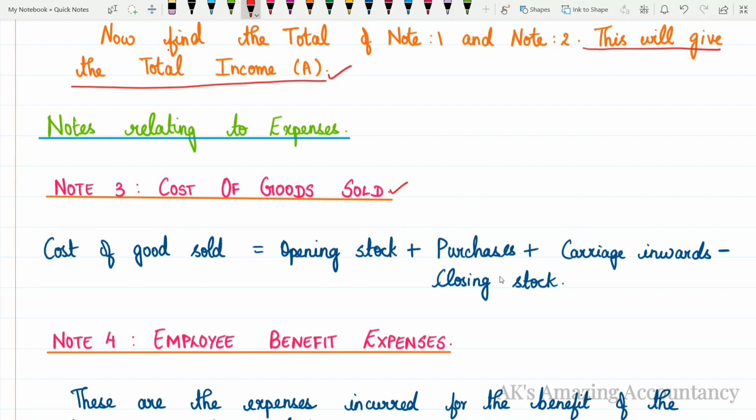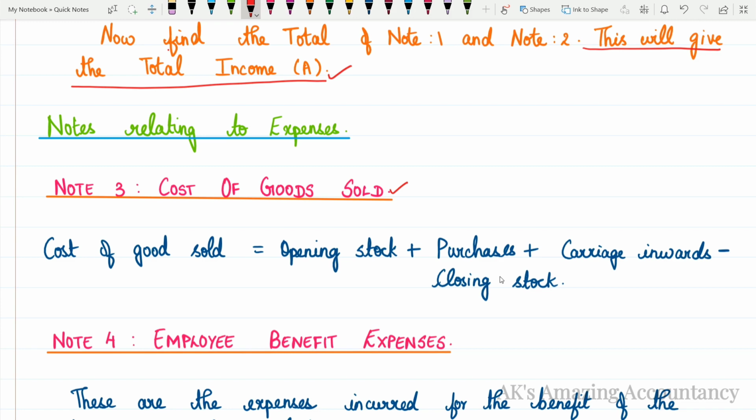Cost of goods sold is equal to opening stock plus purchases plus carriage inwards minus closing stock. Let me repeat again. Cost of goods sold is equal to opening stock plus purchases plus carriage inwards minus closing stock. That will give the cost of goods sold, and this will be taken to the statement of profit and loss as note number 3.